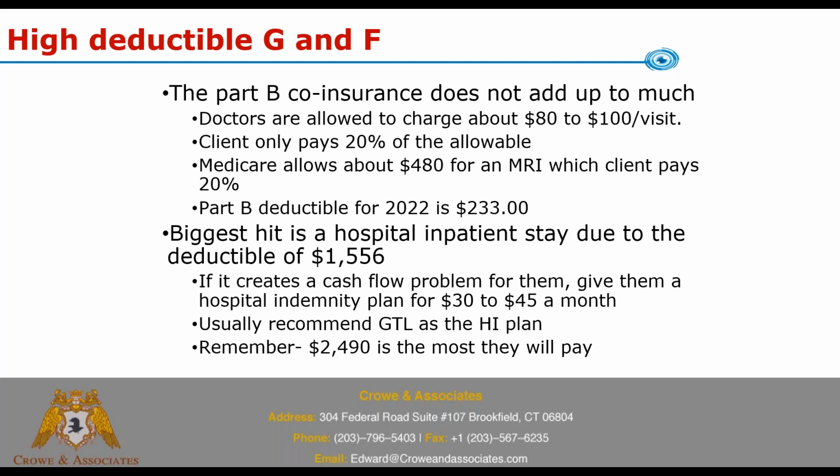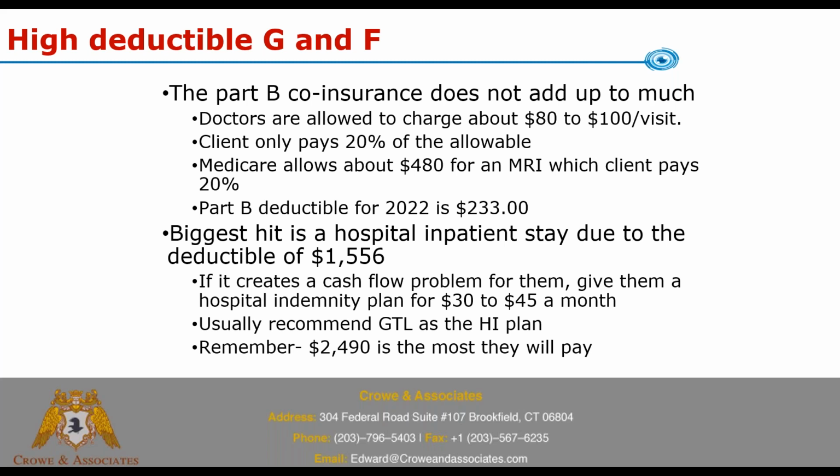So if somebody goes in the hospital, they'll pay their $1,556. If they come out and go back in a week or 2 weeks or 3 weeks, they don't pay another $1,556. They've got a 60-day grace period where that deductible wouldn't reoccur. If they go in the hospital, pay the deductible, and then come out and go back in 2.5 months later, then they'll have a new $1,556. But that is really what will get somebody towards their out-of-pocket max on a high deductible G plan.